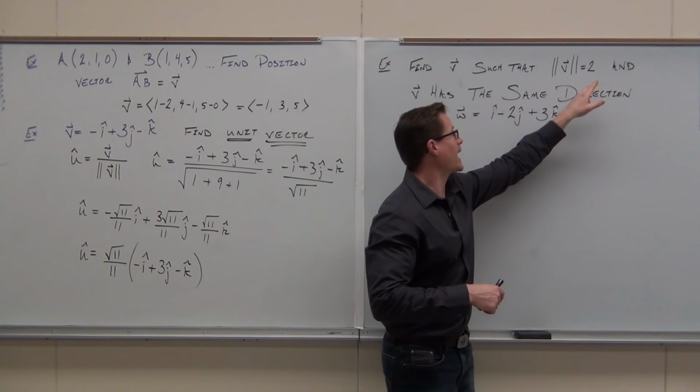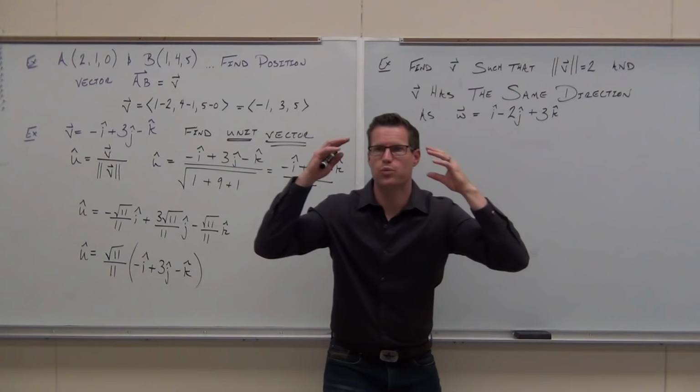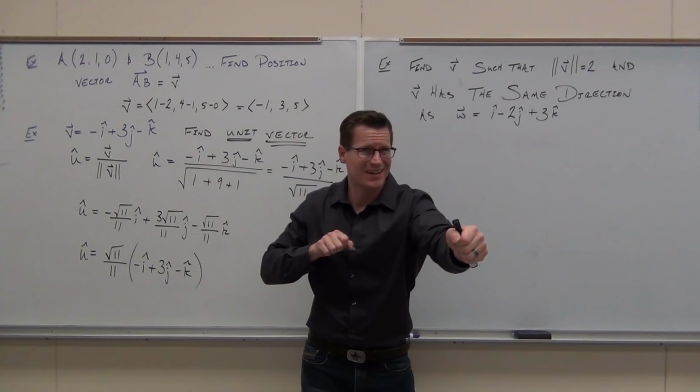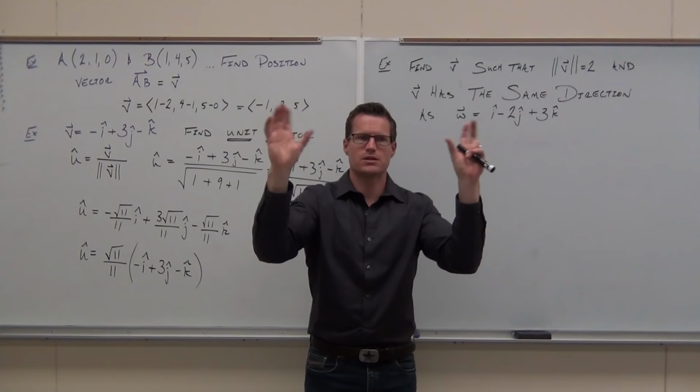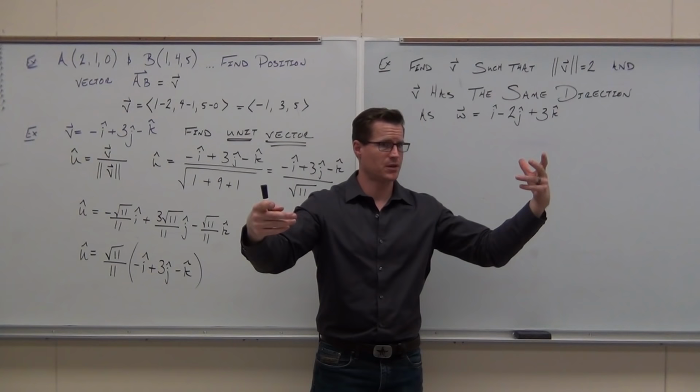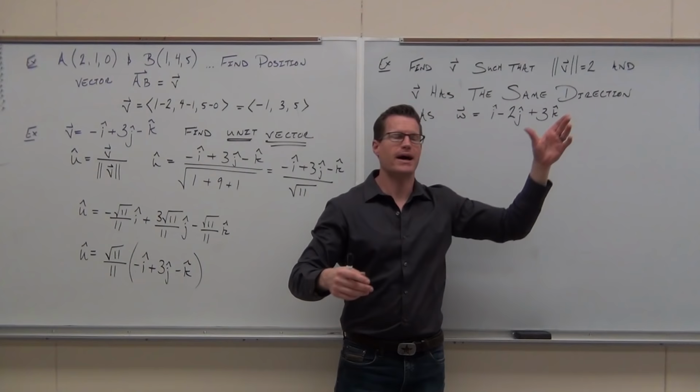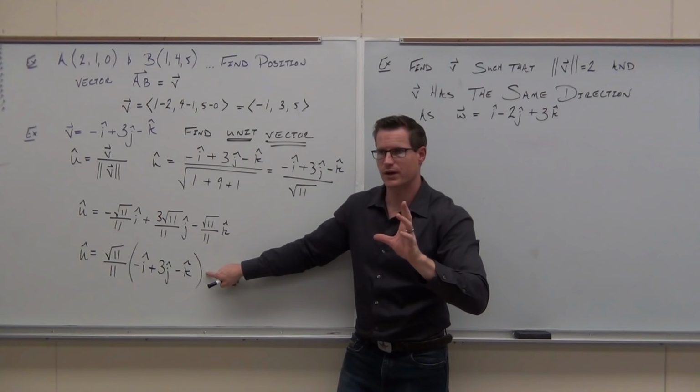And V has the same direction. Right now, same direction means univector. Same direction means same univector. This is when you have to find the univector. You see what I'm talking about? If you're just checking whether two vectors are parallel, scalar multiple. If I'm saying I want you to create from scratch a vector that is parallel, same direction, as another one, that's when you take this vector, you shrink it, univector, and then you grow it by multiplying.